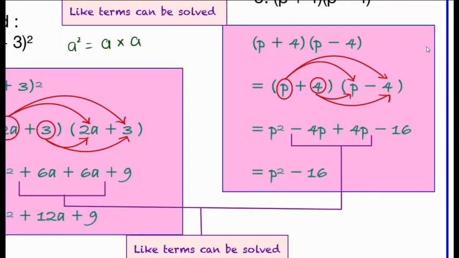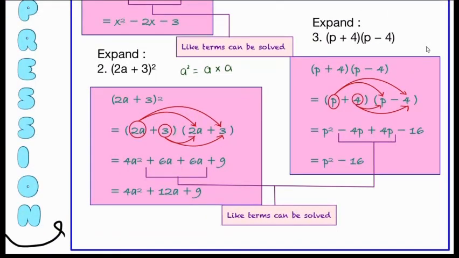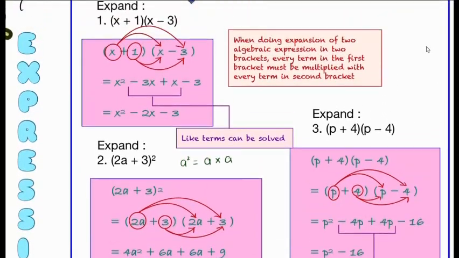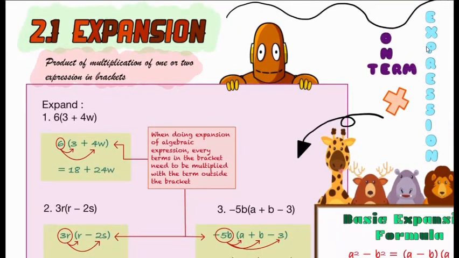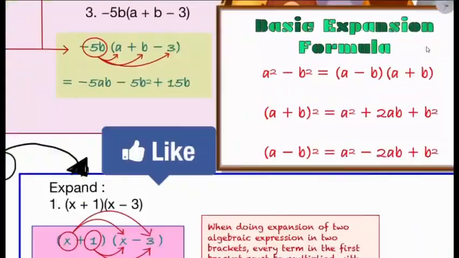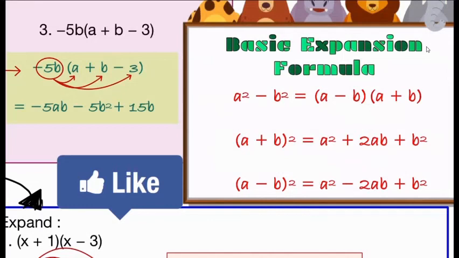Okay, so that's it for algebraic expression. So the first subtopic is expansion. In expansion, you just need to multiply every term in the bracket with the term outside the bracket. Okay, so here are some basic expansion formulas that you usually see. If you have a minus b multiplied with a plus b, you get a squared minus b squared, just like example 3 that I showed you.